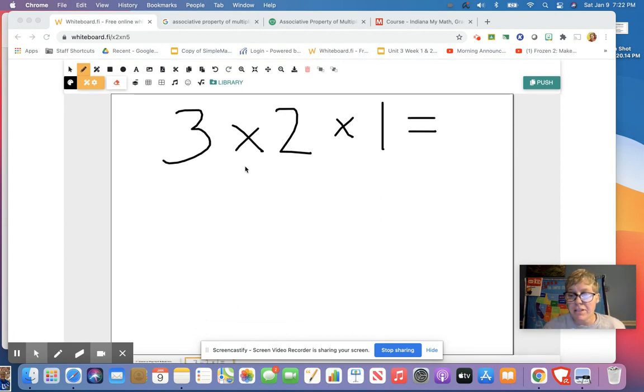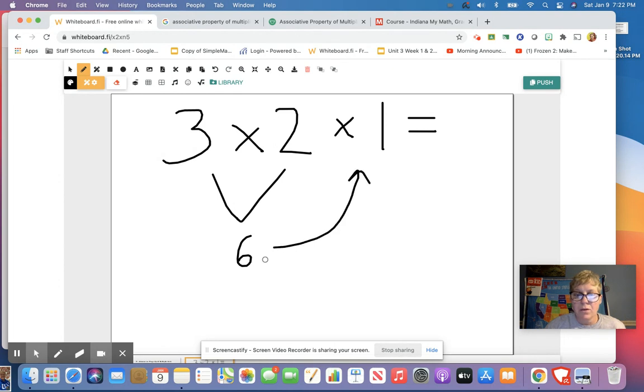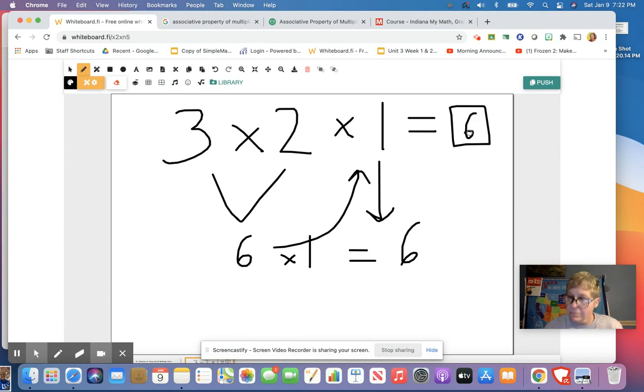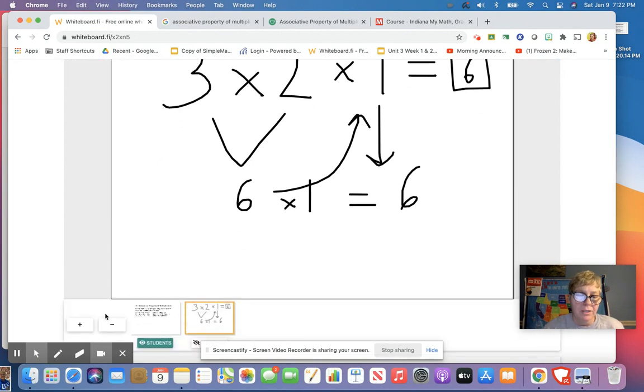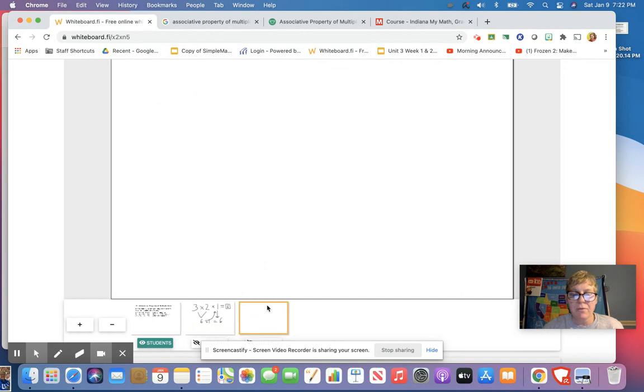It's three numbers. So the first thing you do is you multiply 3 times 2. 3 times 2 is 6. And then 6 times that 1, or 6 times 1, we can bring it down here, equals 6. So 3 times 2 times 1 equals 6. So easy, right? Okay, let's do another one.